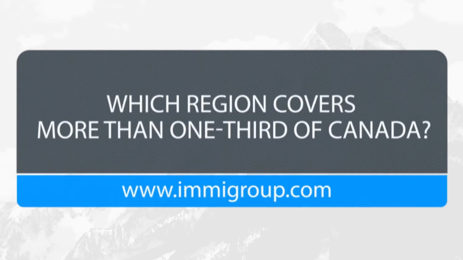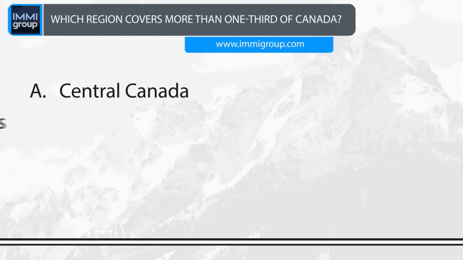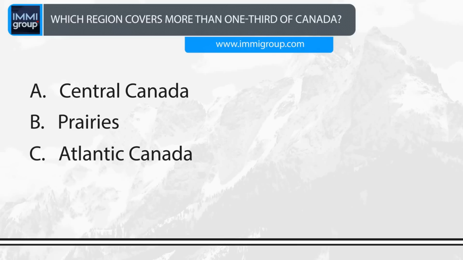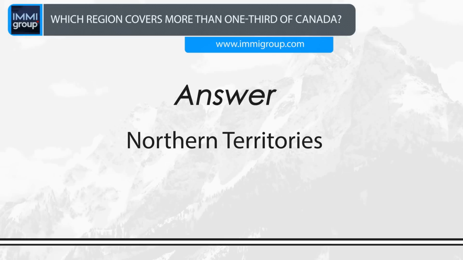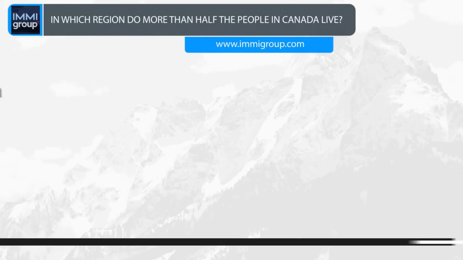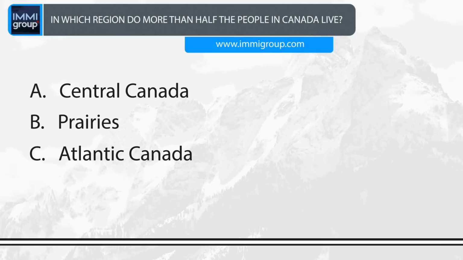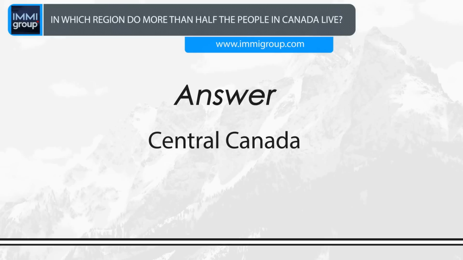Which region covers more than 1/3 of Canada? A. Central Canada. B. Prairies. C. Atlantic Canada. D. Northern Territories. Answer: Northern Territories. In which region do more than half the people of Canada live? A. Central Canada. B. Prairies. C. Atlantic Canada. D. Northern Canada. Answer: Central Canada.